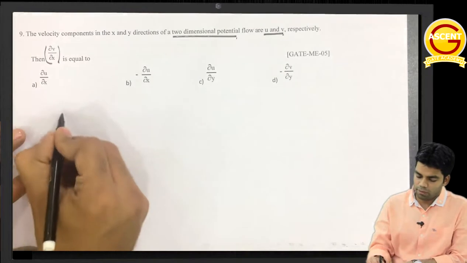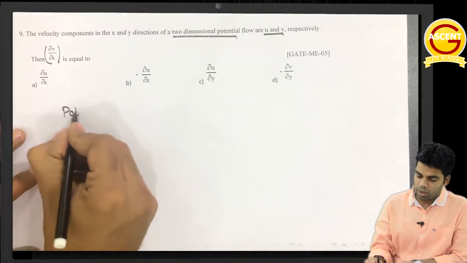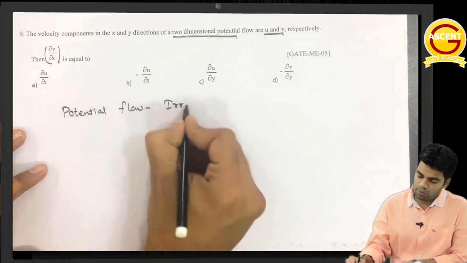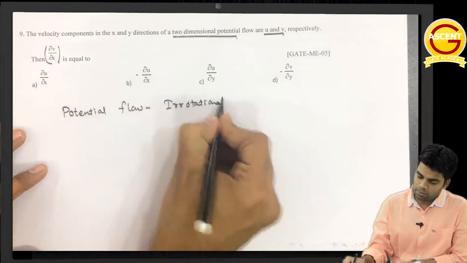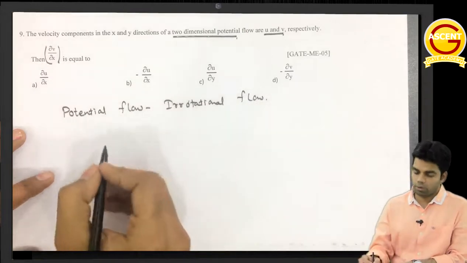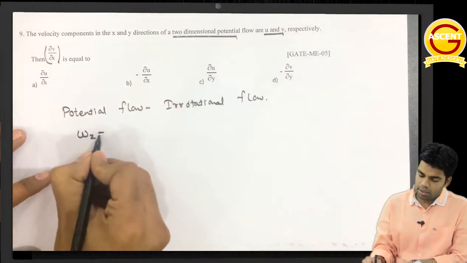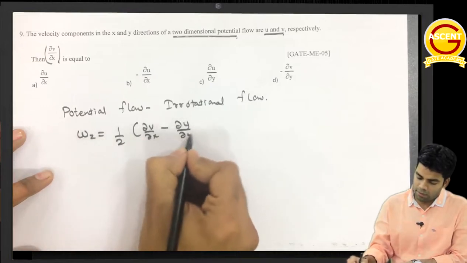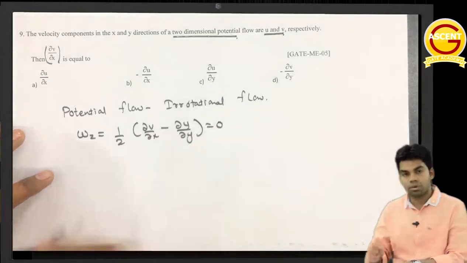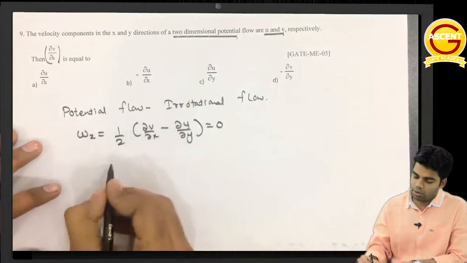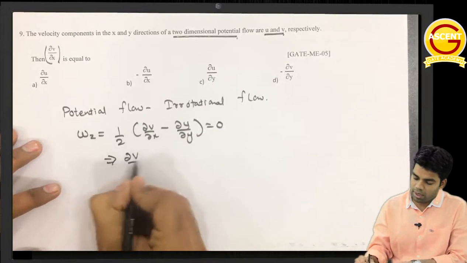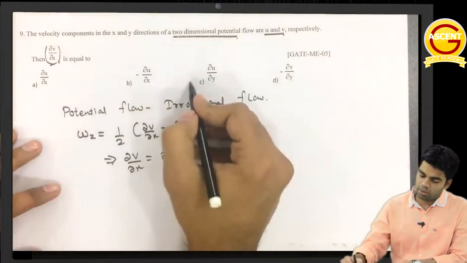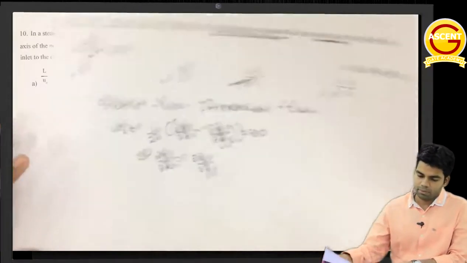So for potential flow, as I have told you, the potential flow is also called irrotational flow. And for irrotational flow, omega z, which is equal to half of del v by del x minus del u by del y, should be equal to 0. The circulation should be equal to 0, or you can say del v by del x should be equal to del u by del y. So del v by del x is equal to del u by del y. Answer should be C. Clear?